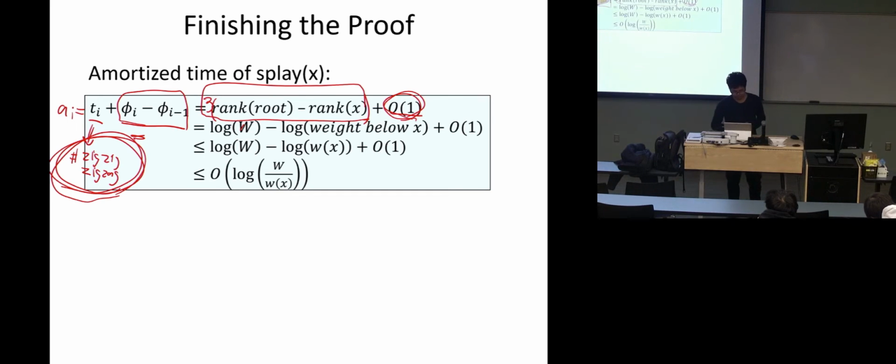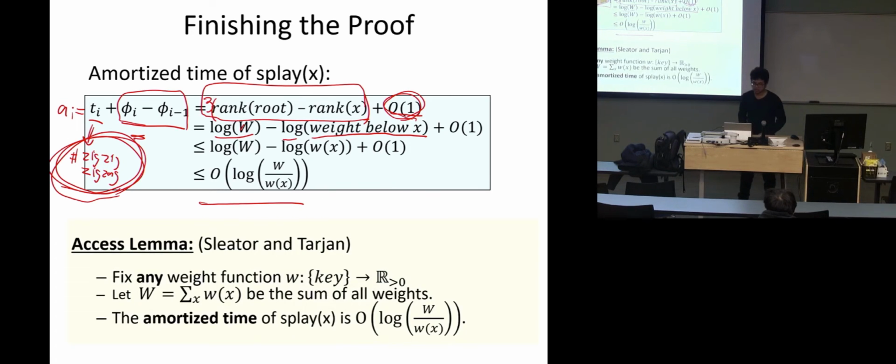So now, the rank of the root is just log of W. The rank of x is just log of the total weight below x. But the total weight below x is at least the weight of x itself. So you get that this is just O of log of W over W of x. So that's why we are done. We get the access lemma.